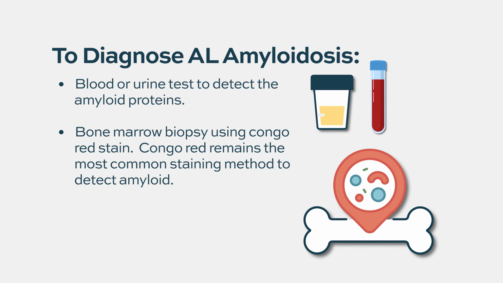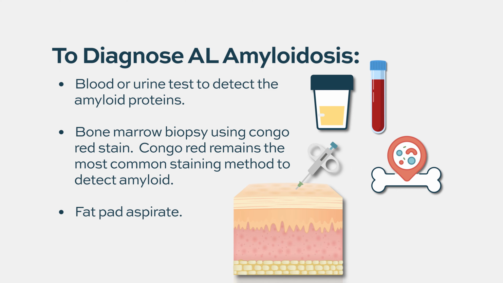If that doesn't work, then another thing that we can often do is what's called a fat pad aspirate. The idea is that for some people that have amyloidosis, that abnormal protein deposits in the fat under the skin. So you can insert a small needle, suck out some of that fat, and then the pathologist runs the Congo red stain to look for the amyloidosis. A reported sensitivity of that test in the literature is about 50%. So again, you'll pick it up in about half of patients if they have amyloidosis.